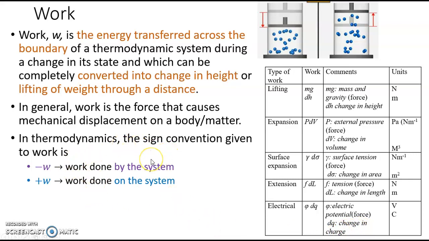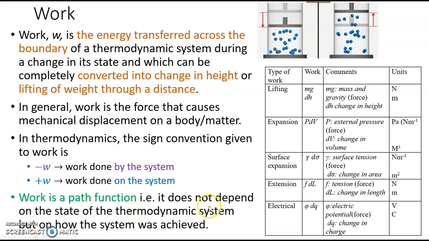So work in thermodynamics, when it's done by the system, it is negative work. It is negative work because it means that the system loses some internal energy, so the internal energy reduces. If work is done on the system, then it's positive W, and this is the convention in the chemistry world. So work is a path function, which means it does not depend on the state of the thermodynamic system, but more on how the change was achieved, whether it's lifting, expansion, extension, or other forms of work.